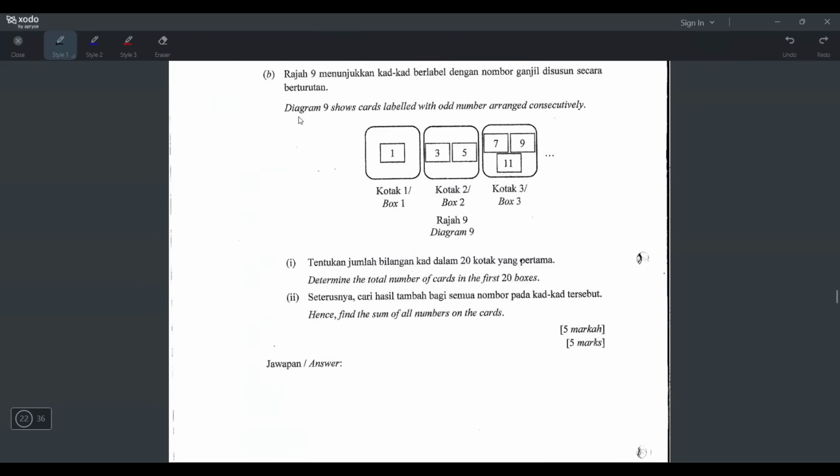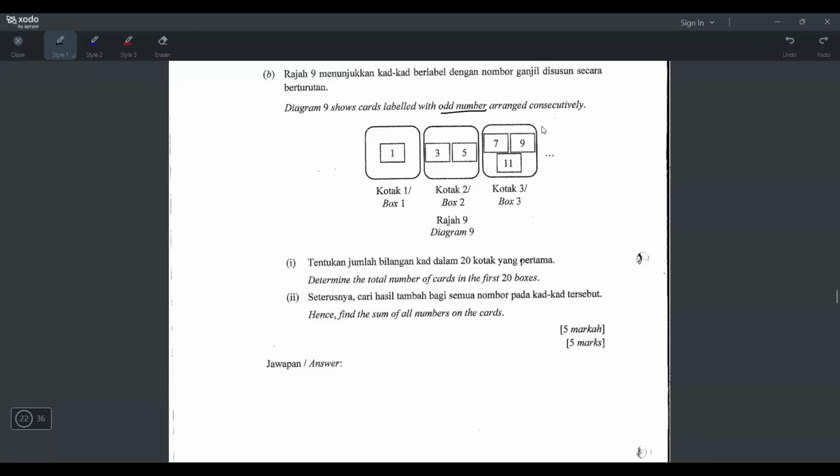Okay, so diagram 9 shows cards labeled with odd number arranged consecutively. So let's observe the diagram first. So we have box 1, we have an odd number here. Odd number is nombor ganjil. Nombor ganjil is like 1, 3, 5, semua tu lah. Okay, so box 1 ada satu saja card, nilai 1. Kotak 2 ada 2 card, label 3 dengan 5. Kotak 3 ada 7, 9, 11.